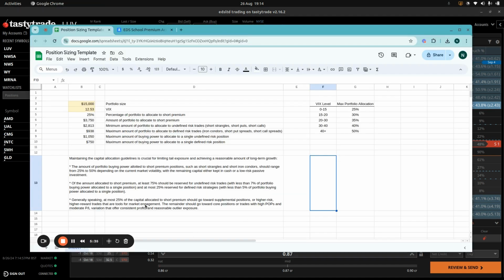Now, everybody can get their hands on this position sizing template. Drop us a message in our Discord group. The way it works is you simply enter in your portfolio size, and then you can enter in what the current VIX level is. So let's say if it's 14.36, everything will be automatically calculated for you, and then you will know exactly how you need to structure your portfolio.